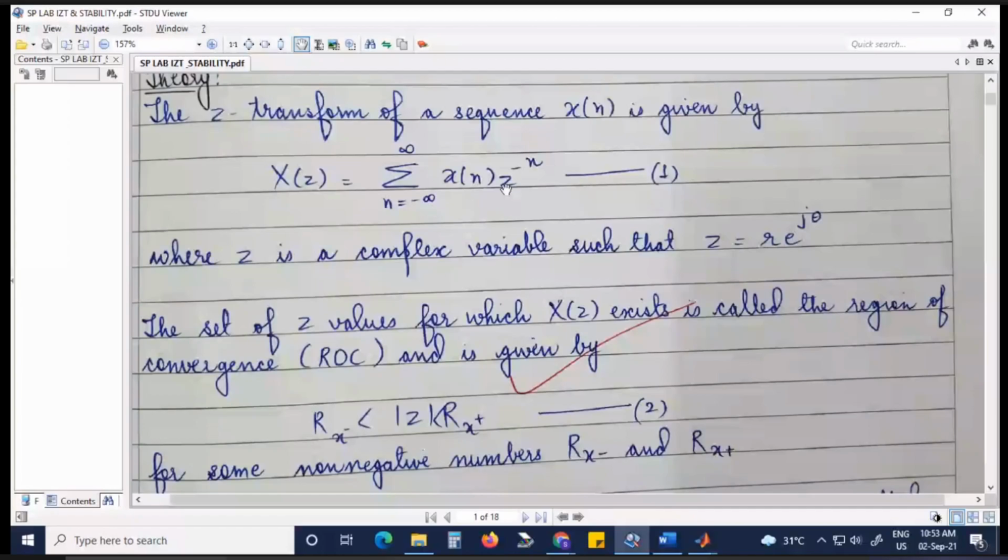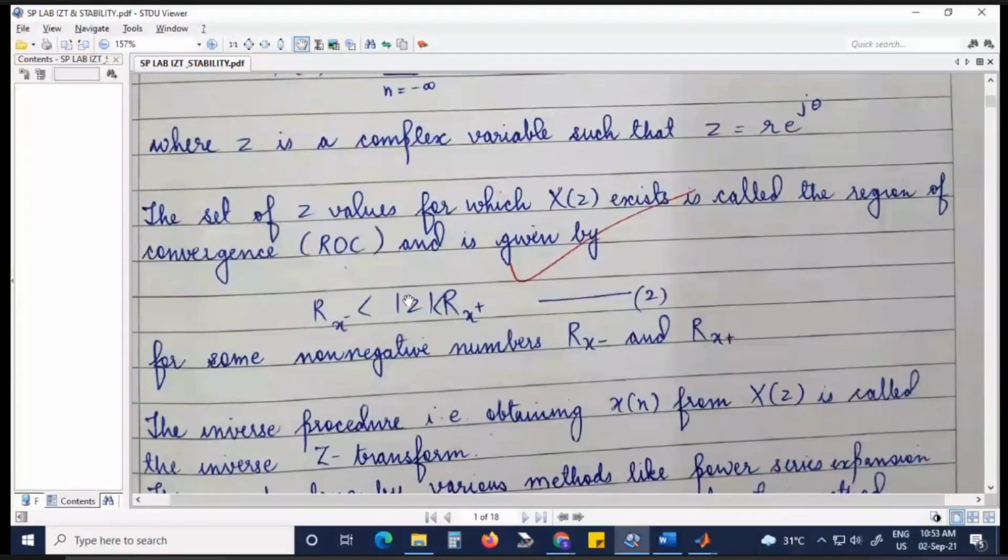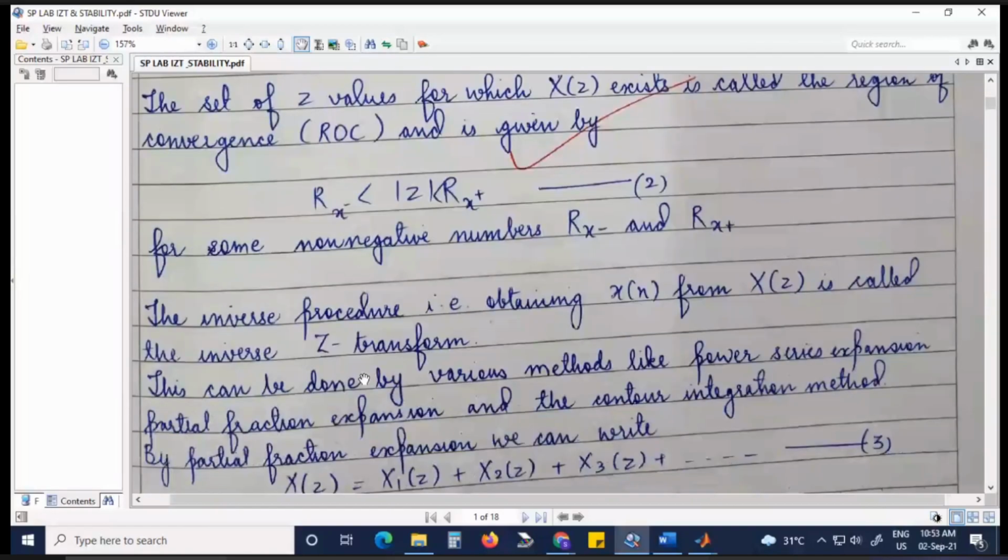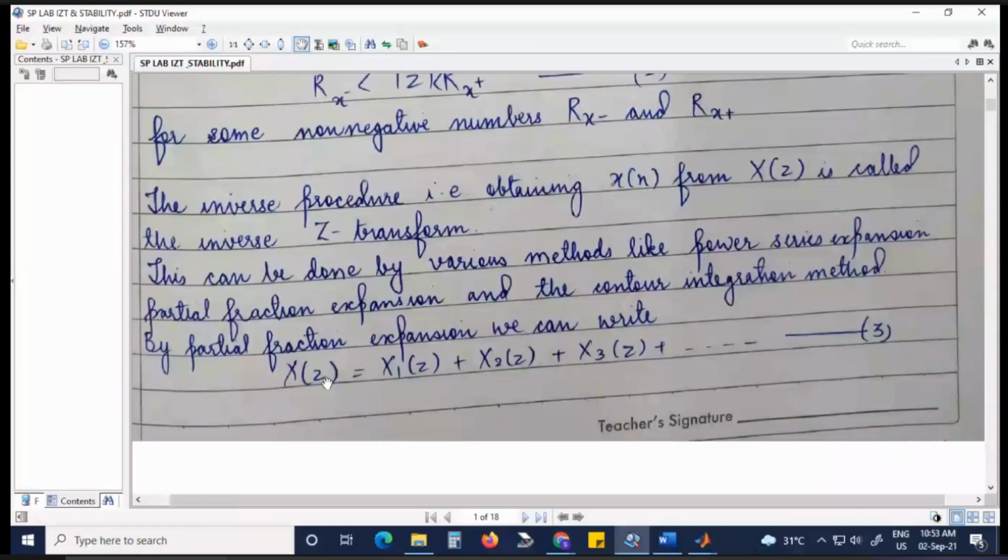Okay? Where z is the complex variable, that is z is equal to r times e to the power j theta. And region of convergence is one important parameter, that is ROC. So in ROC, it means that the Z transform is finite. So the value of Z lies within some range.